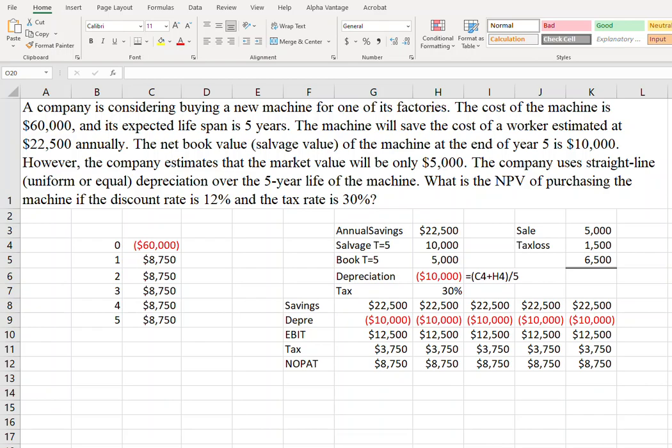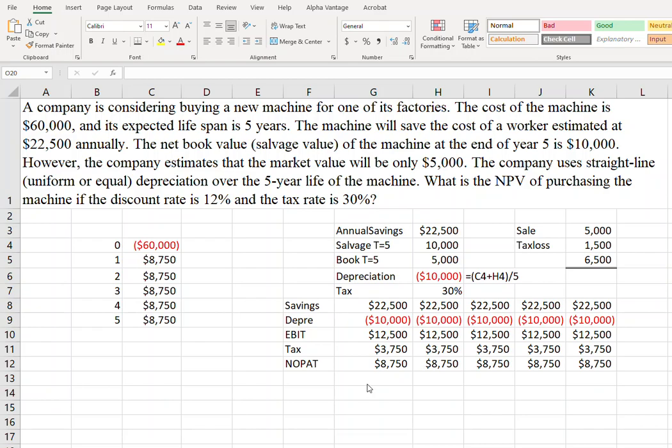The net book value of the machine at the end of the 5 years is $10,000. However, the company estimates that the market value will only be $5,000. The company uses straight line depreciation over the 5-year life of the machine. What is the NPV of purchasing the machine if the discount rate is 12% and the tax rate is 30%?